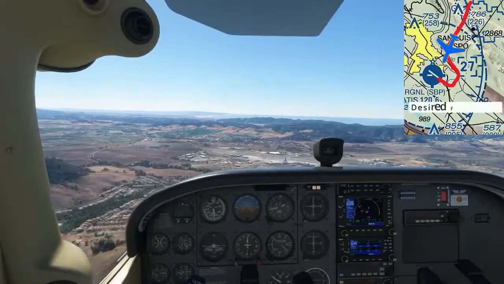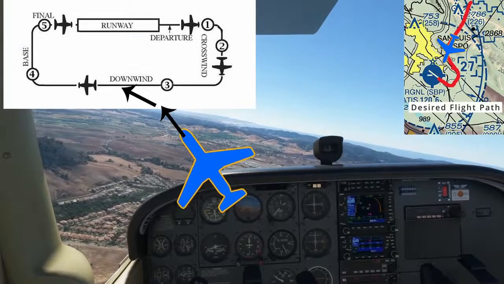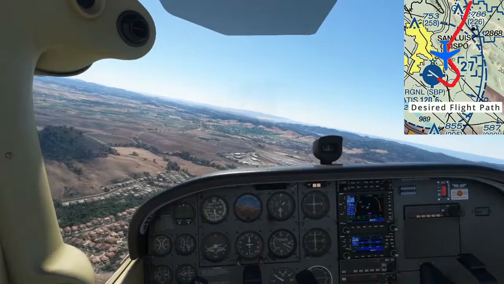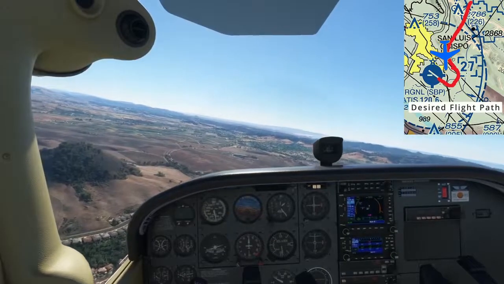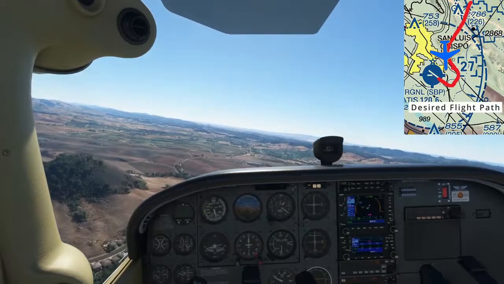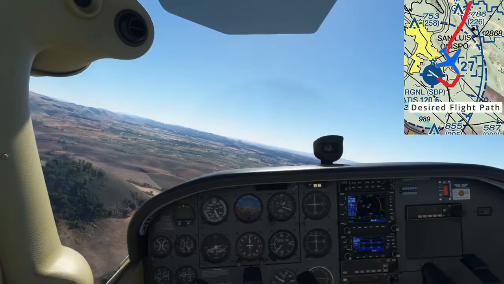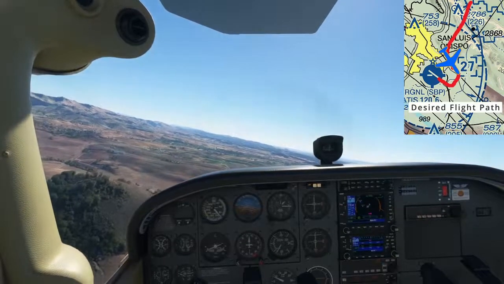Now don't get confused that we made a left turn to join the right downwind leg. Remember what I said before, once you're established in the traffic pattern, the direction of turn will correspond with the traffic pattern direction. The tower told us to enter a right downwind, but due to the 45-degree standard entry for the downwind, we're forced to make a slight left turn in order to join the traffic pattern. Once established in the pattern, it's all right turns from here on out unless the tower tells us otherwise.